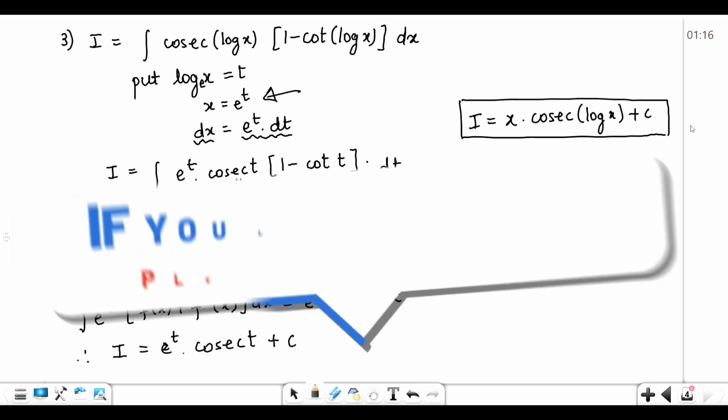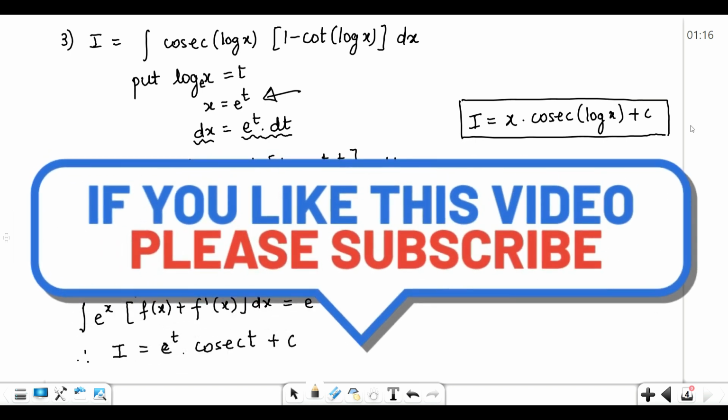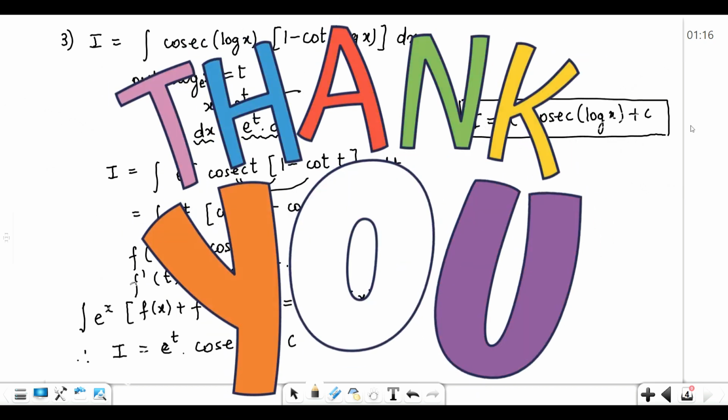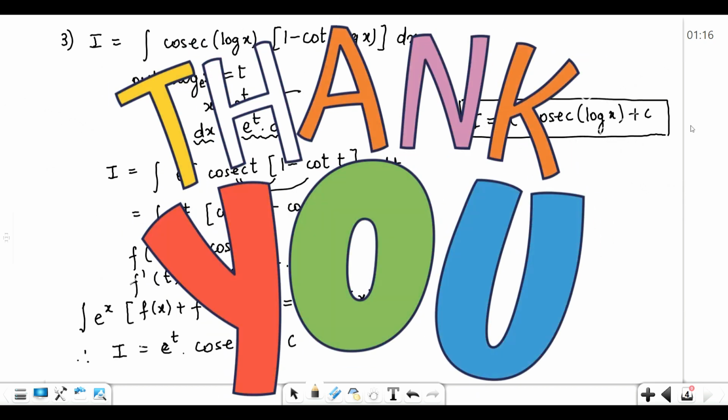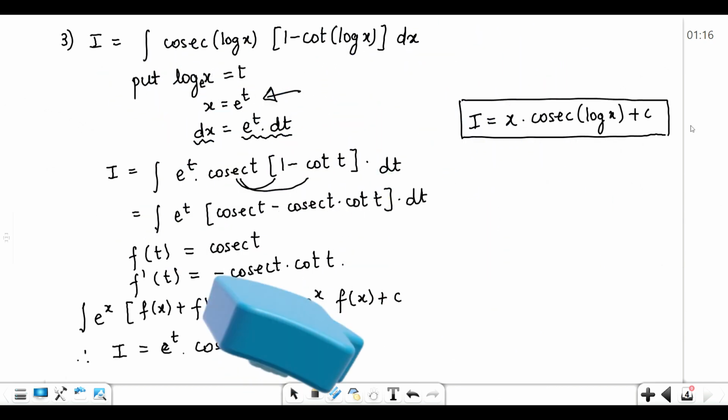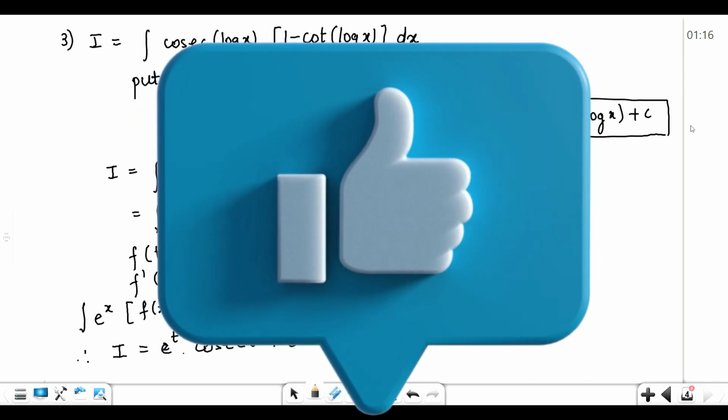Hope you understood this problem and also this integral form. This form of integral comes in your board exam, so make sure you know this, and it is very simple. You just have to practice a little more sums based on this.